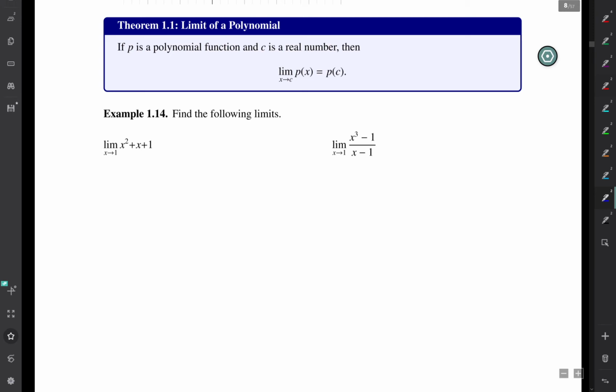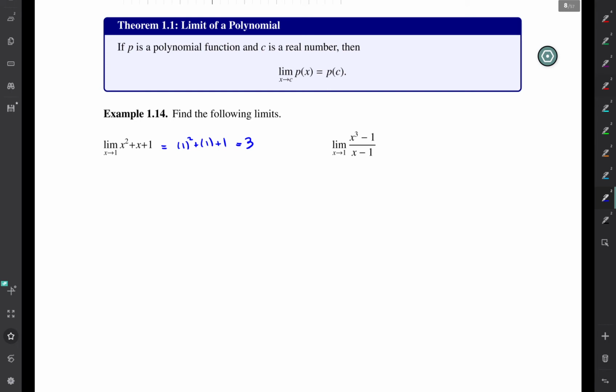And so x squared plus x plus 1 is a polynomial function. So this tells us that if we want to know the limit as x approaches 1, then that's the same as, we're just plugging in 1. Sorry, so I just need to plug in 1 for x. And so you get a limit of 3. Because it's a polynomial function, you can just plug in 1 and add up the three ones, and you get that the limit is 3 there.